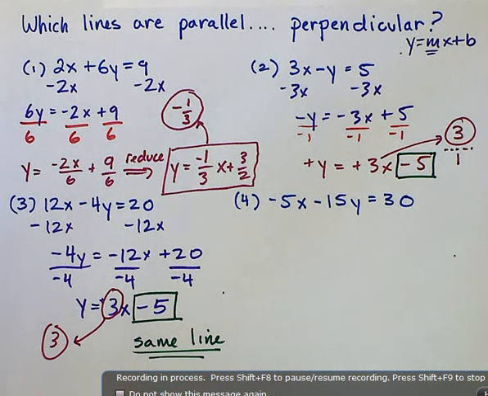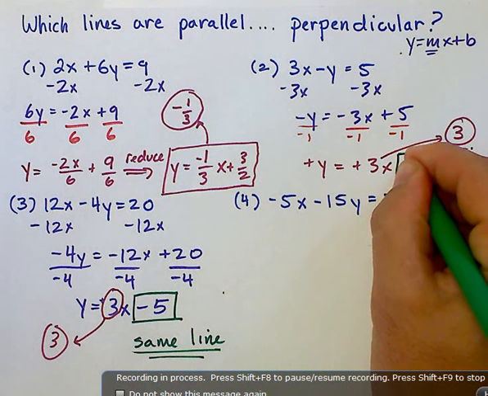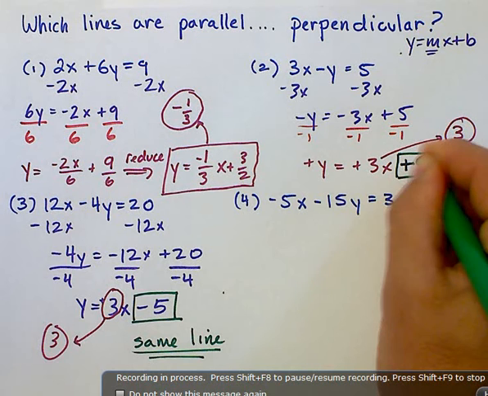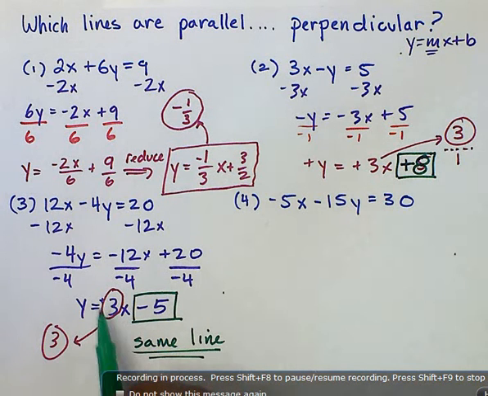Now, let's just say instead of minus 5, it was a plus 8, and your y-intercepts were different, then yes, you could say these two lines here would be parallel. All right? I threw that in there. If you end up with the same slope and the same y-intercept, that's the same line. If your slopes are the same, but your y-intercepts are different, then you can say that's parallel.